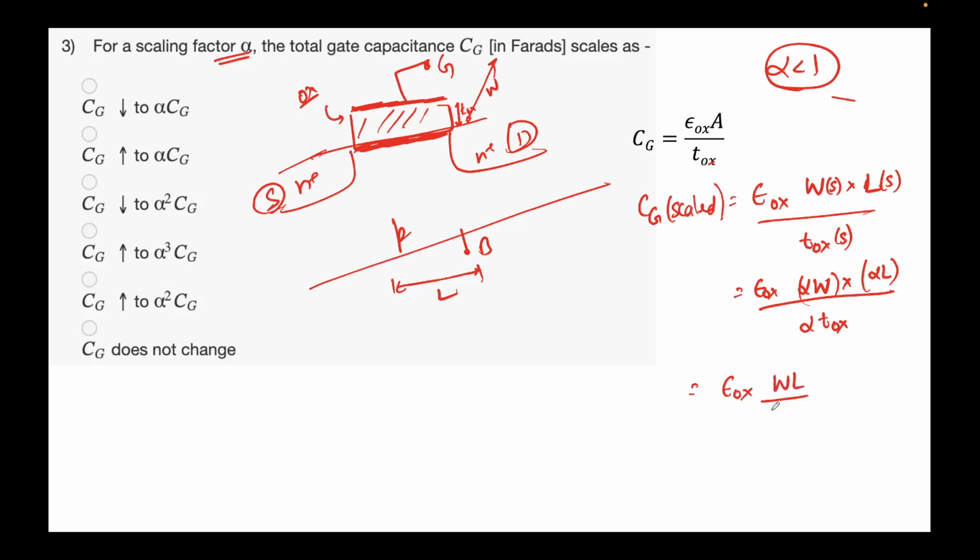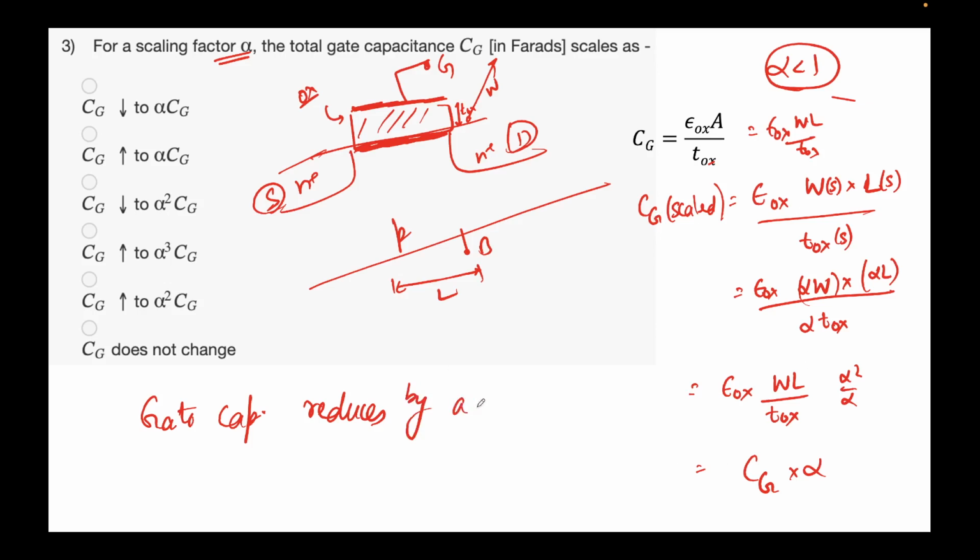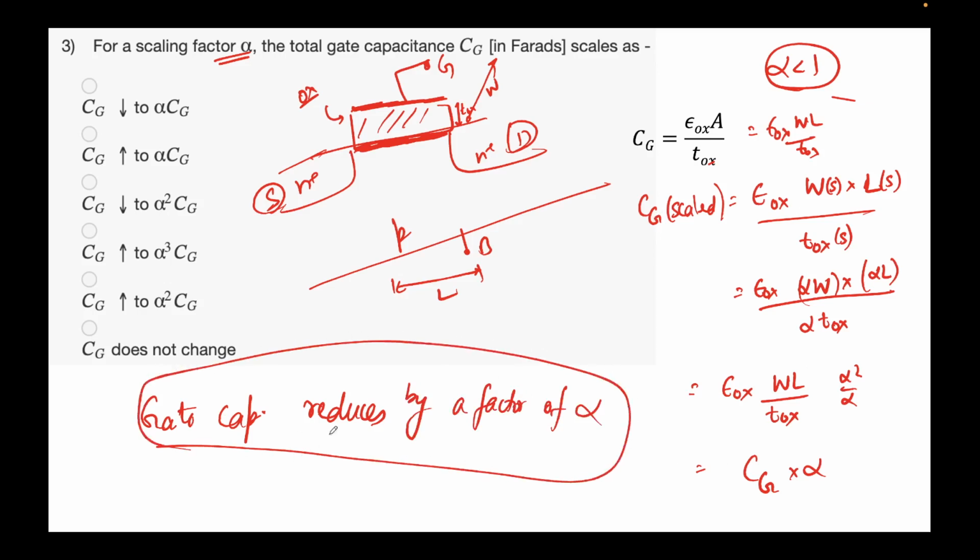So let's evaluate this. Epsilon ox WL by Tox times alpha square by alpha. This is your original one, WL by Tox. This is nothing but your Cg times alpha. So what we are saying is that gate capacitance reduces, remember again alpha is less than 1, so scaled gate capacitance reduces by a factor of alpha. This is the analysis that we have performed. So Cg does not increase, it reduces to alpha Cg. This is the correct option: Cg reduces to alpha Cg.